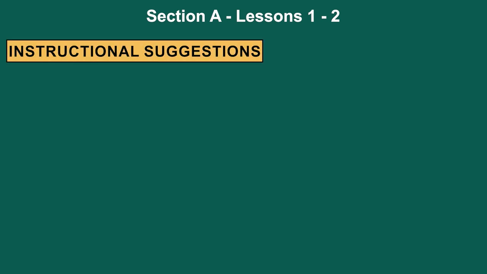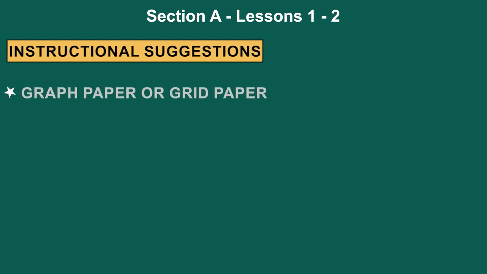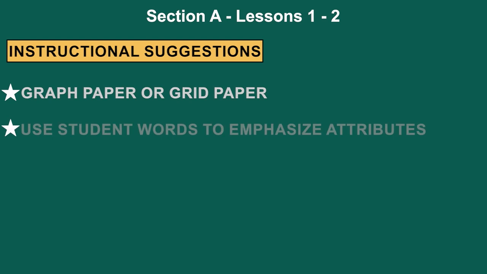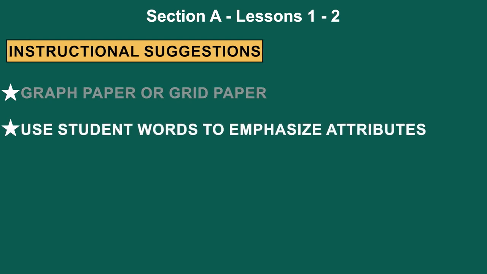First, to support learners with disabilities, consider providing students with graph paper or grid paper so they can physically count the perimeter and area if needed. Another suggestion I have is to build on what the students see themselves in the graphs. Use their observations, such as mirror line or high point, to emphasize attributes like the symmetry of the parabola or where the vertex of the graph is located.